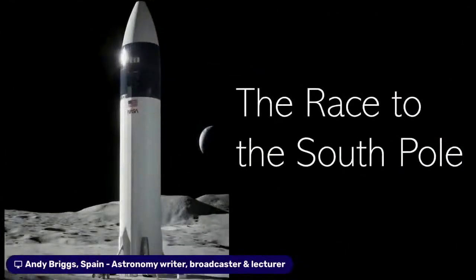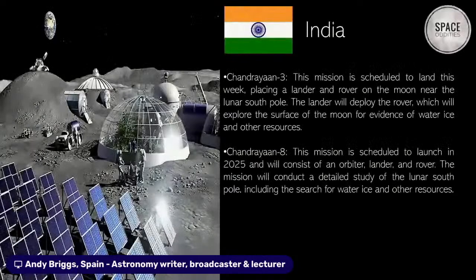And lastly, talking about the race to the South Pole, well, we've got all sorts of countries involved in this. India, of course, Chandrayaan-3 is going to land on Wednesday, all being well. Fingers crossed. Hope it goes well, India, because God knows you need a success. They're also looking forward to the future, to Chandrayaan-8. I don't know why the numbering has changed so much, but it's scheduled to launch in 2025. And like Chandrayaan-3, it will consist of an orbiter and a lander and a rover.